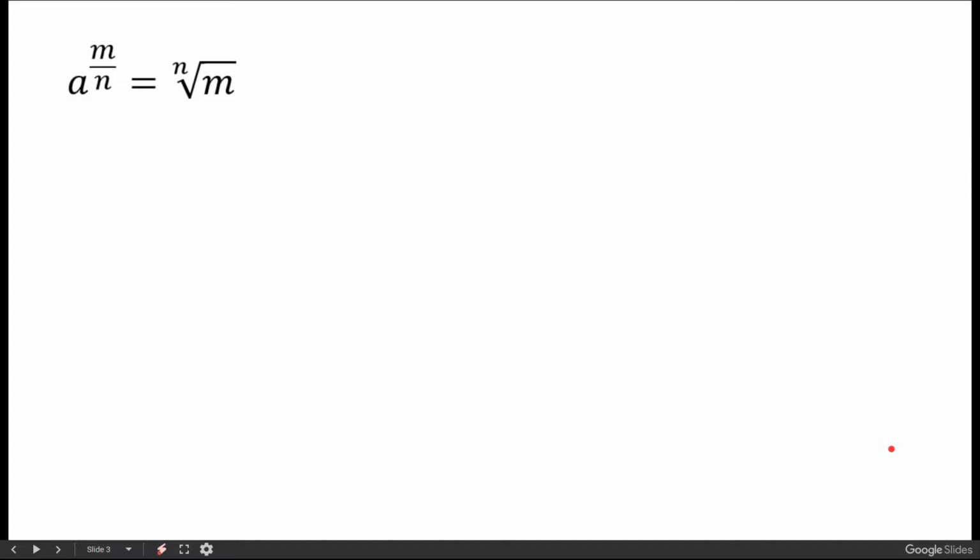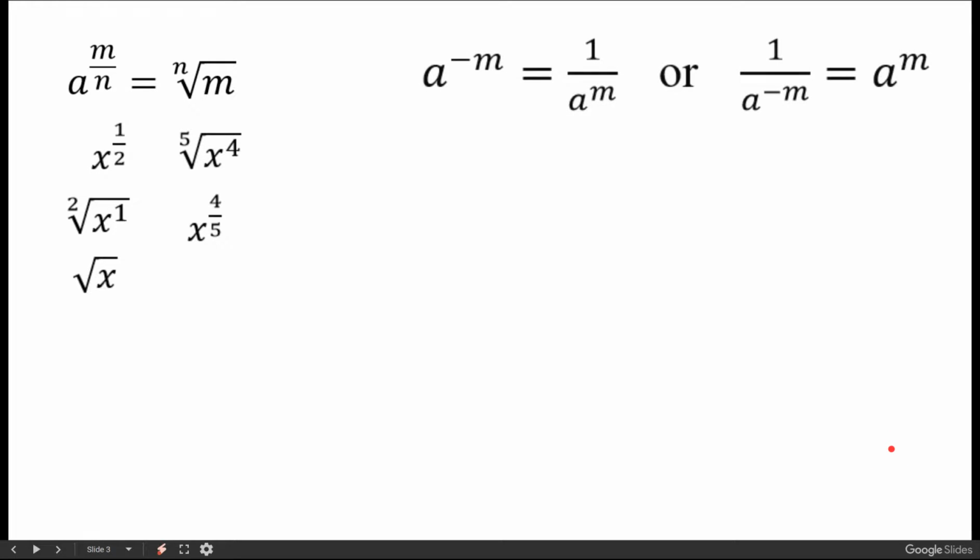The first one we have is exponential form, and we're converting it to radical form. You can also have a radical and then convert that to exponential form. If you have a negative in the numerator, you would move it to the denominator. If you have a negative in the denominator, you would move it to the numerator.